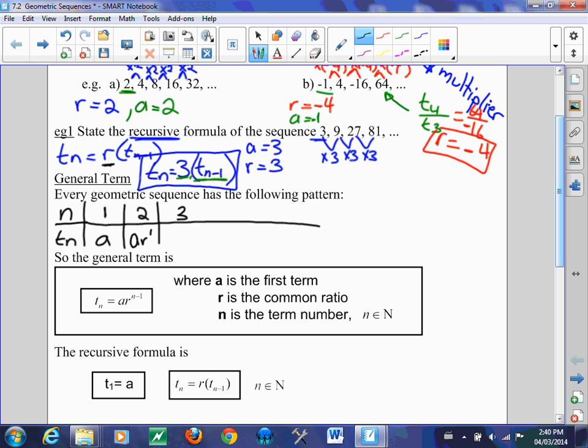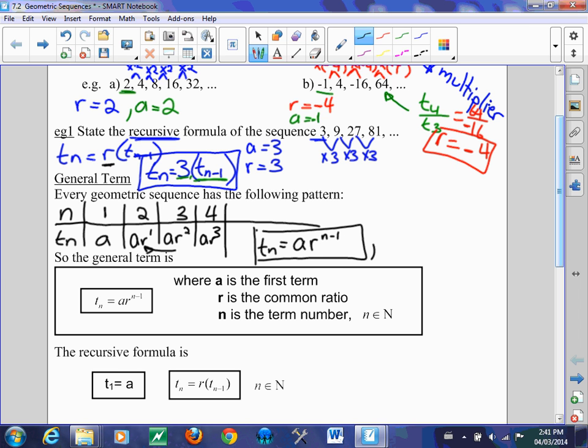To get to my third term, I've got to take my second term and times it by R. So it's going to be AR times R, which is AR squared. For my fourth term, I take the third term and times it by R, so it's going to be AR to the third. So what I'm developing here is our pattern. Whatever term number you're looking for, it's A times R to the n minus 1.